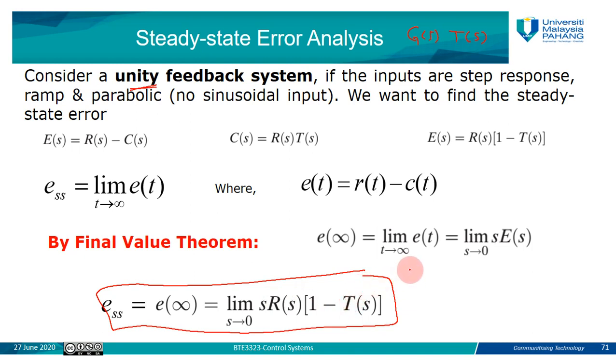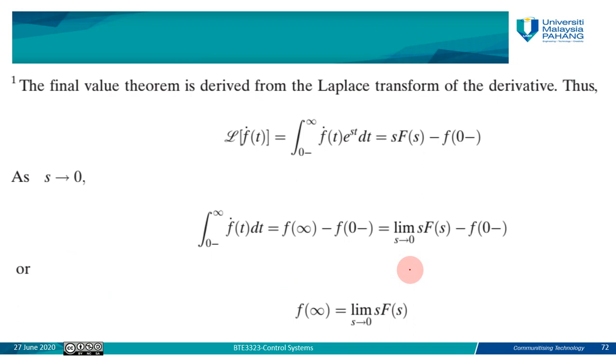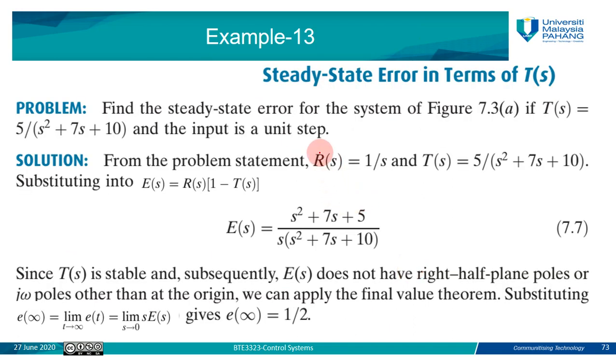Okay, so you can see here in this example number 13, you can see how to calculate the steady state error from the TS, from the closed loop. Later on, we will learn how to find it from the open loop also. So if you are given the closed loop transfer function, which is TS equal to 5 over s square plus 7s plus 10, and the input is a unit step.